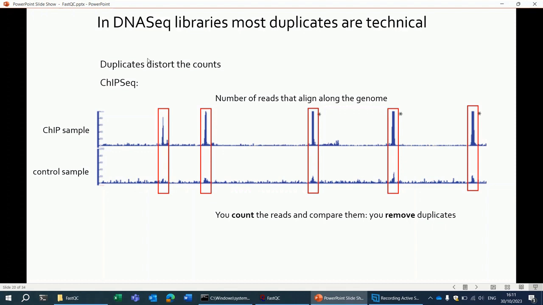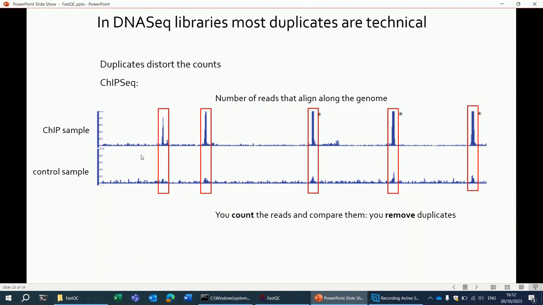And the same is true for ChIP-seq analysis. In ChIP-seq analysis, you're going to count the number of reads that align to a certain region in the genome. And you are going to compare the counts in the ChIP sample to the counts in the control sample to find regions that are enriched in the ChIP sample. These are the regions that are bound by the transcription factor. So also here, you want to count technical duplicates as 1.